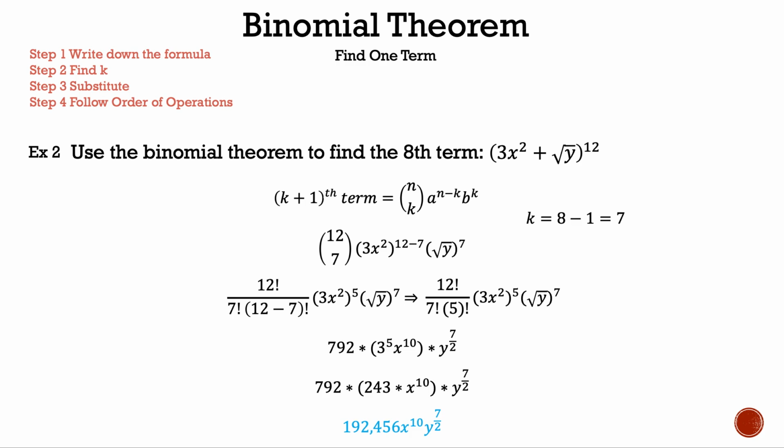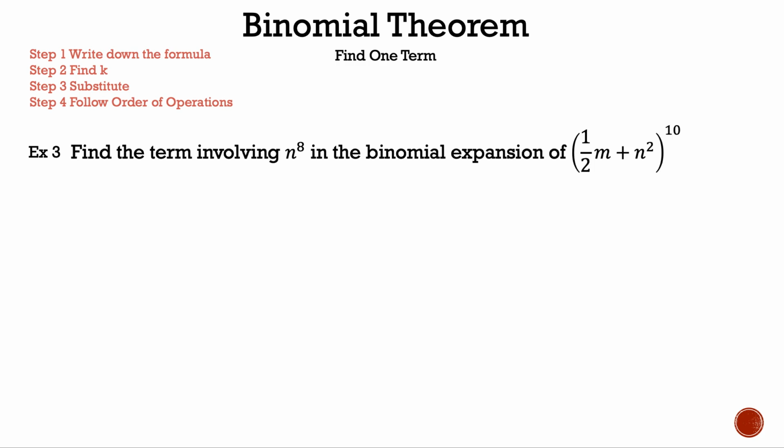Now let's move on to example 3. Let's read the question. Find the term involving n raised to the 8th power in the binomial expansion of the quantity of 1/2 m plus n squared raised to the power of 10. Now let's write down the formula, which is n choose k times a raised to the n minus k times b raised to the k.